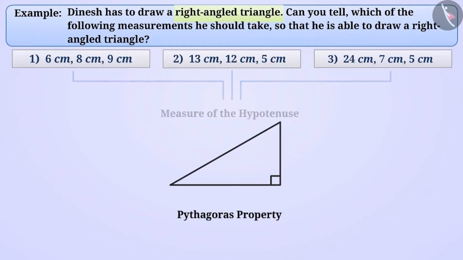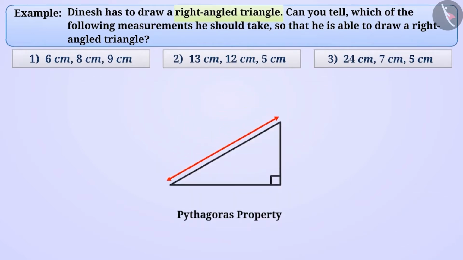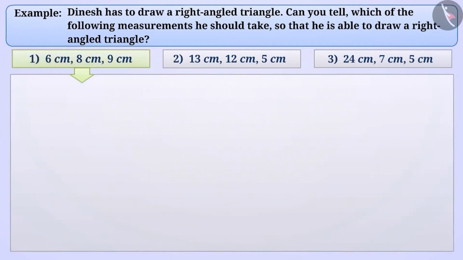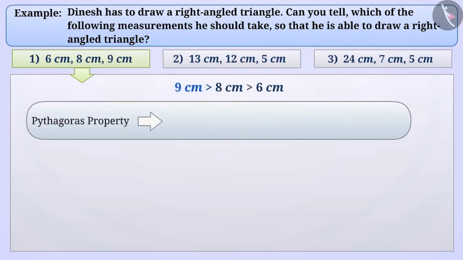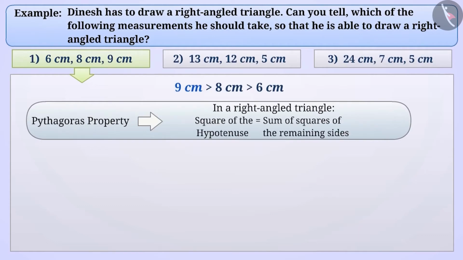Let me tell you, in a right-angled triangle, the measure of the hypotenuse is greater than the remaining 2 sides. With this understanding, we can find the measure of the hypotenuse. In the first statement, we see that 9 cm is greater in measure than the remaining sides, so it can be the measure of the hypotenuse. According to the Pythagoras property, in a right-angled triangle, the square of the hypotenuse is equal to the sum of the squares of the remaining sides.